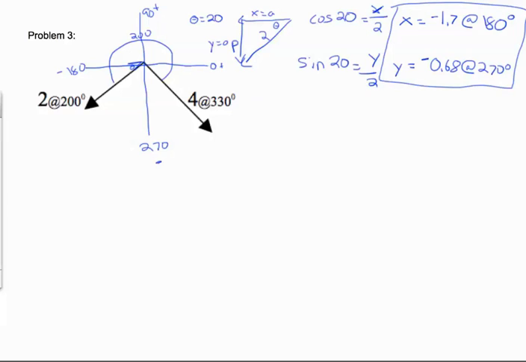Let's look at our second one. We have 4. This is our x. Because that's our theta, x is also equal to adjacent. We have our y, which is also our opposite. Now we have to talk about what that theta is. We know from here to here is 330. But we want to know this angle. If this is 330 and this is 360, this part has to be 30 degrees.